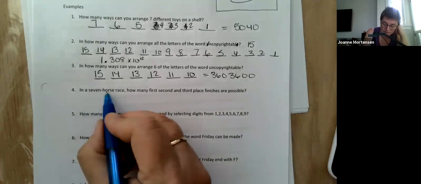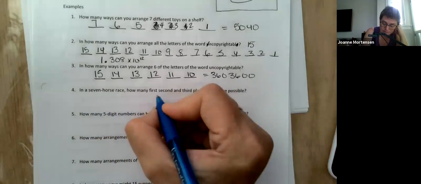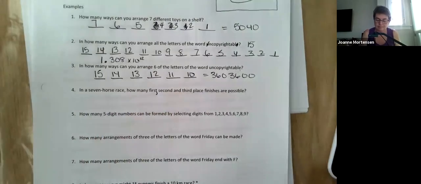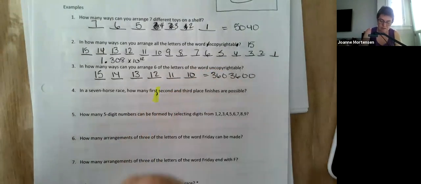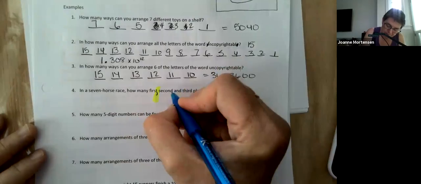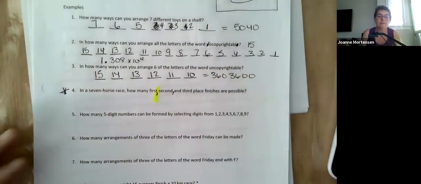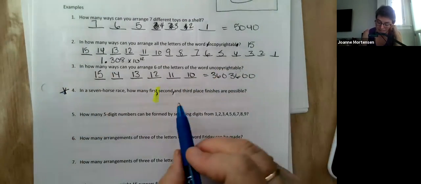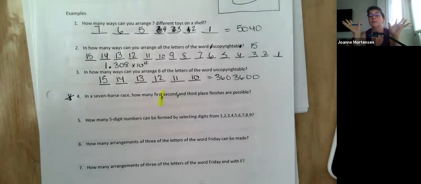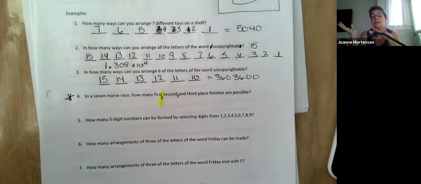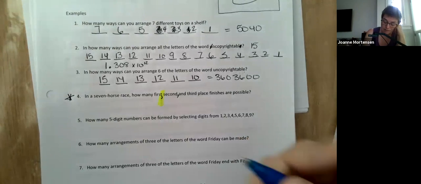All right, we have a 7-horse race. How many first, second, and third place finishes are possible? So the trick on this question is how many blanks do you need? Do you need 7 because there's 7 horses? Or do you need 3 because you're looking at first, second, and third? Exactly. I only care about the first, second, and third.